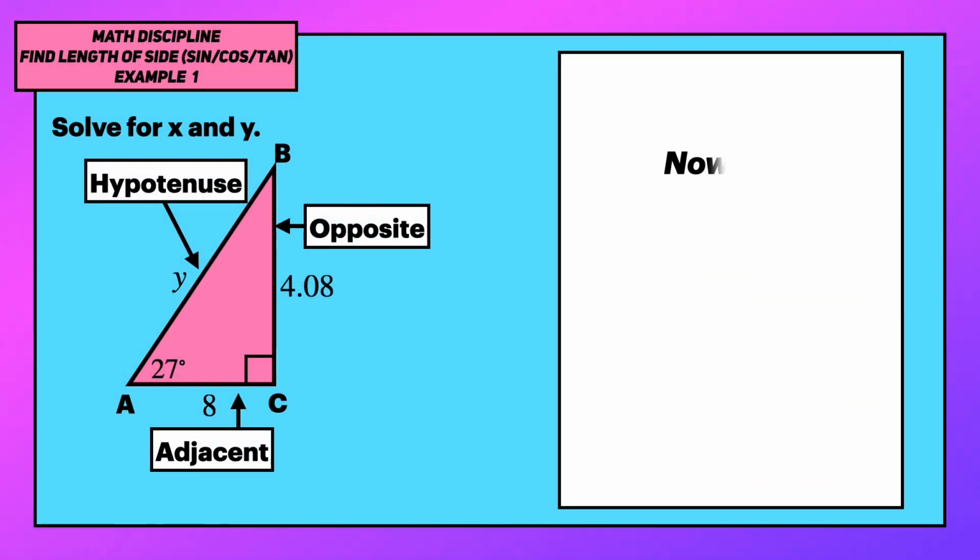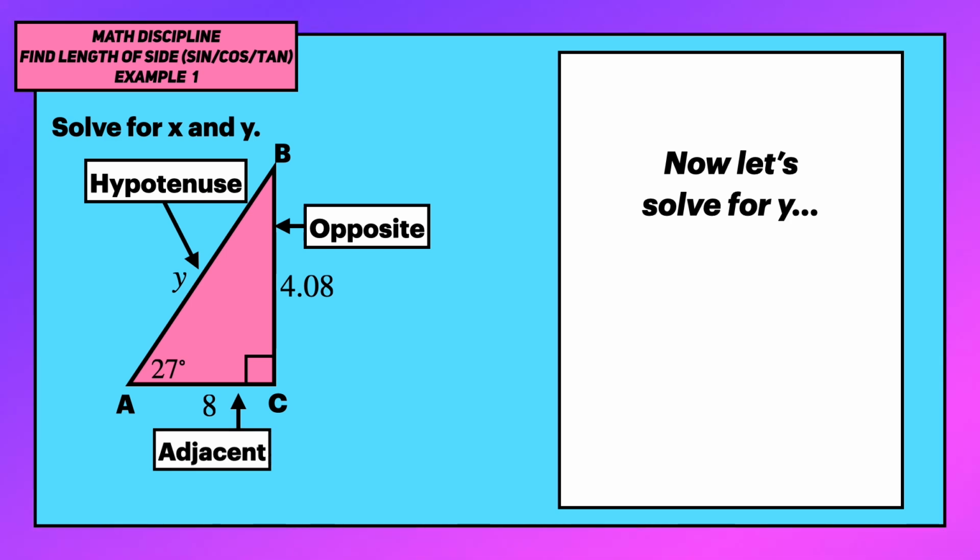Now that we have solved for x, we need to solve for y. If we look at our triangle, we can see that y represents the length of our hypotenuse. Now, since we know the length of our opposite side, we could use it to solve for y, but it's always possible that we could have made a mistake in our calculations. So it is safer to use the length of the side that was given to you at the start of the problem, side AC, which has a length of 8.